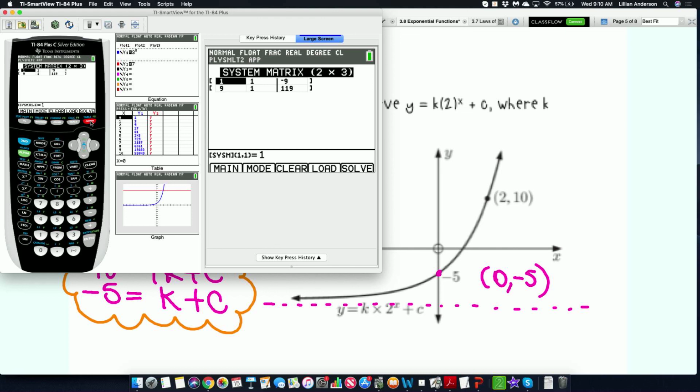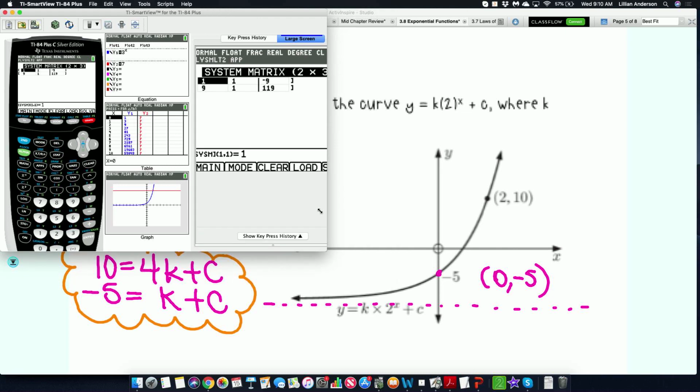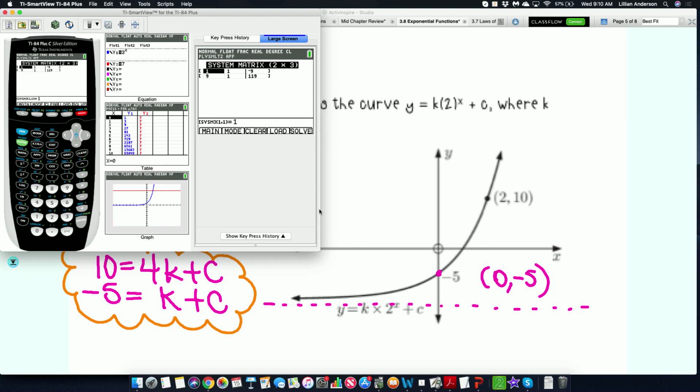What's going to go here? 4, 1, and 10. My next line? 1, 1, -5. Then I go to solve.